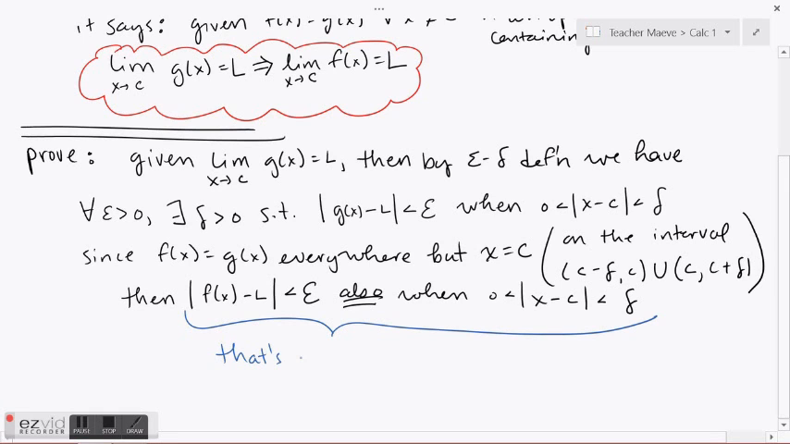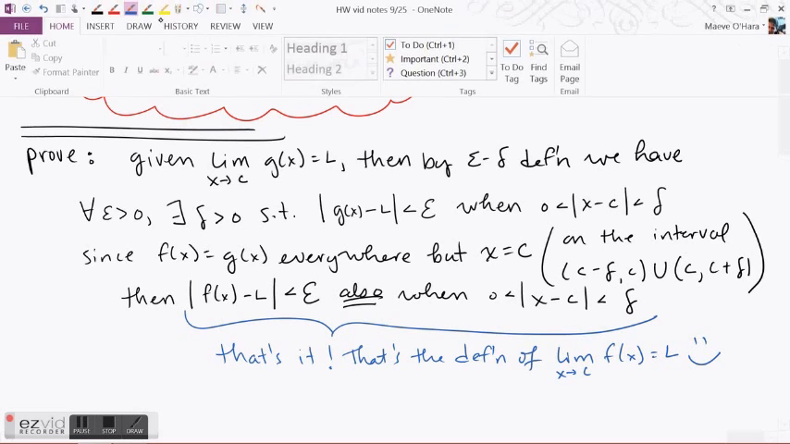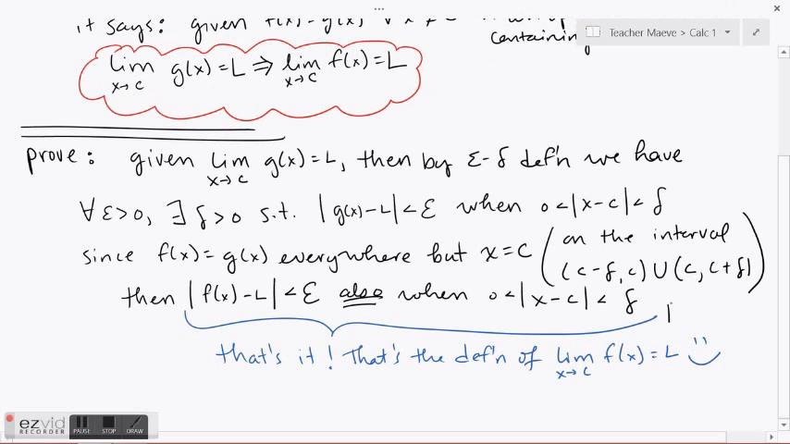So this proof is really just spelling out what we already know. That's it. That is the definition of the limit as x approaches c of f of x is equal to L. So since we proved it, since we showed it very clearly step by step, we're good to go. Done and done. Box it out.